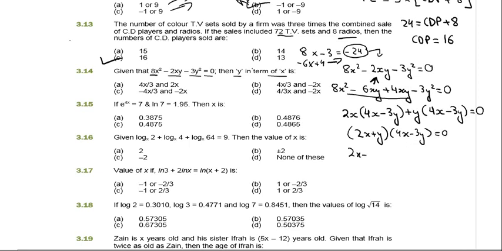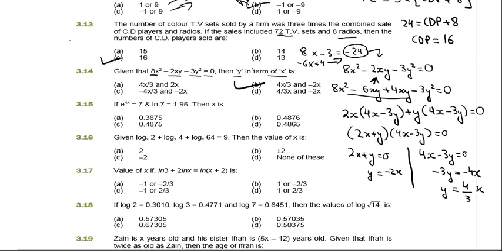Either 2x plus y equals 0. If 2x plus y equals 0, y equals minus 2x. And on the other side, if 4x minus 3y equals 0, minus 3y equals minus 4x, and y equals 4x over 3. So my answer to 3.14 will be B: 4x divided by 3 and minus 2x. This is 3.14.